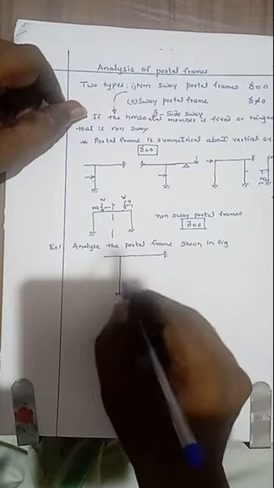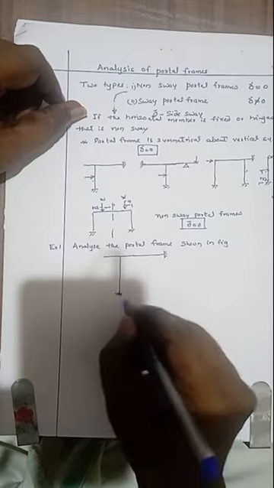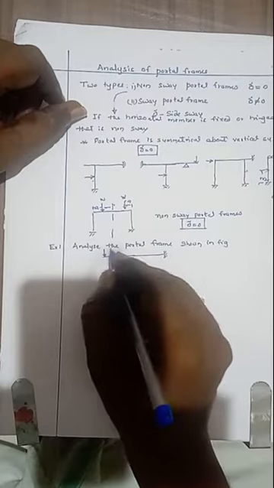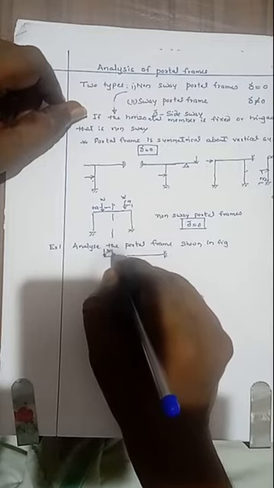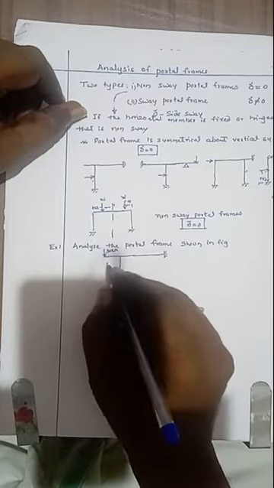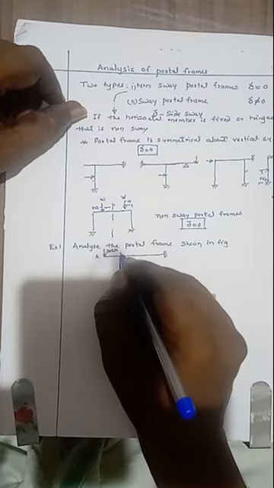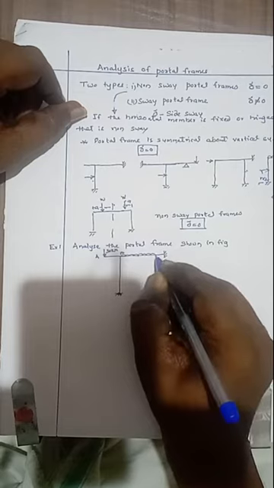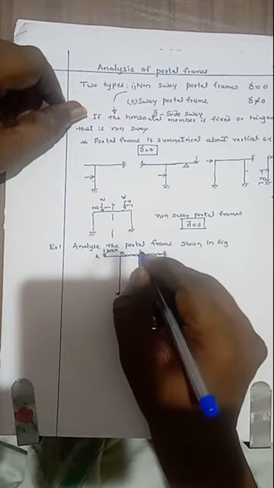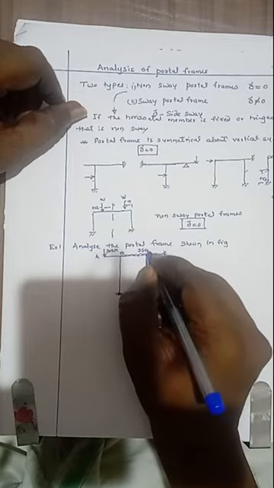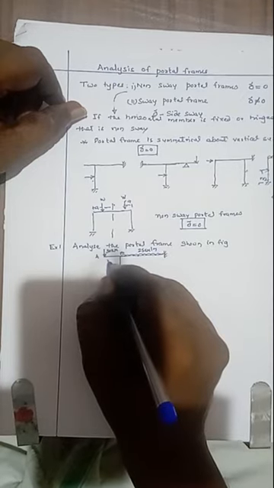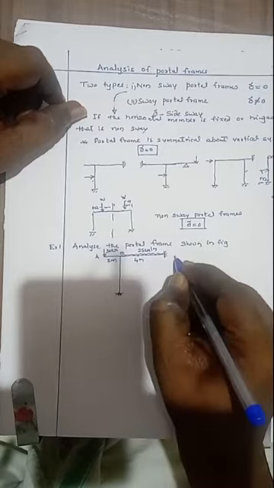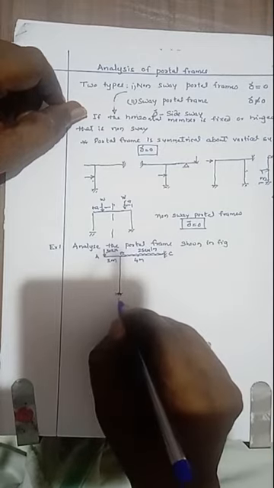This end is hinged, and this one is subjected to a point load of 30 kilonewton that is extended beyond the support. This one is end A, this one is B. Here B to C is subjected to UDL of intensity 25 kilonewton per running meter. Here this length is 2 meter, this one is 4 meter, this one is C, this one is D.